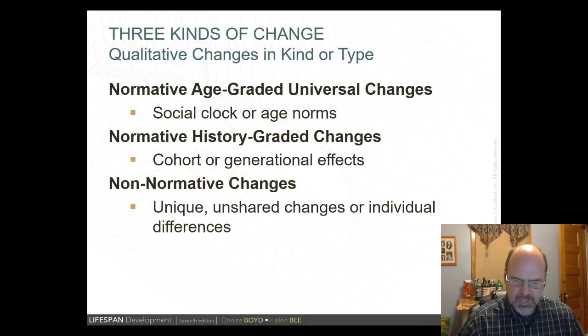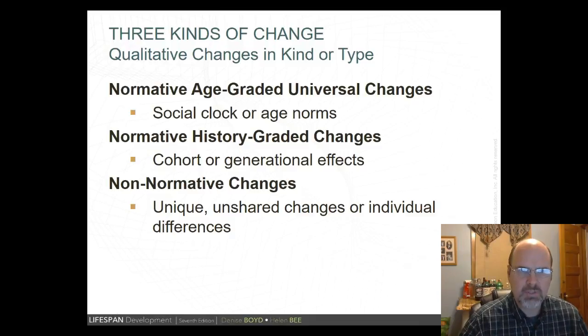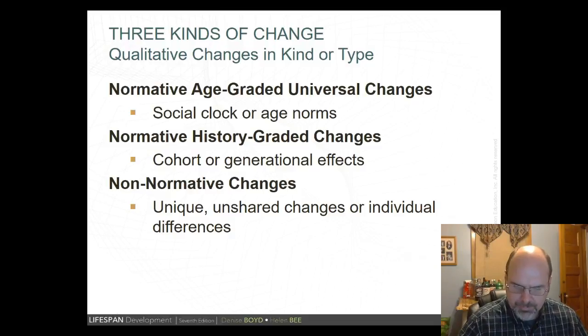Three types of change, qualitative change. There's what's called normative age-graded universal changes. This is what's common to every member of a species. For instance, your social clock or age norms. It defines a sequence of normal life experiences. For instance, at what age you have your first date, marriage, childbirth, retirement.